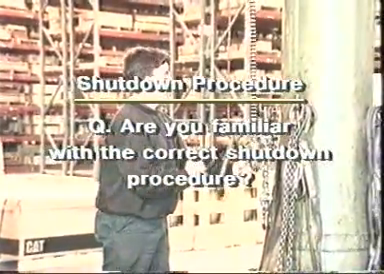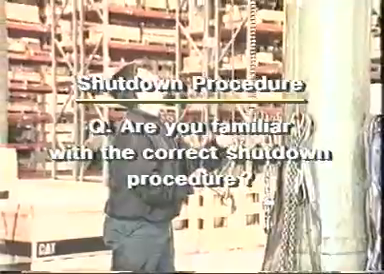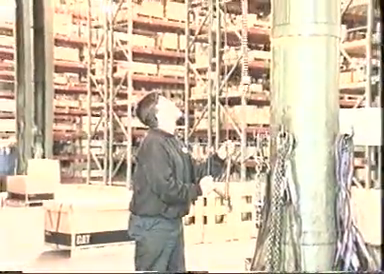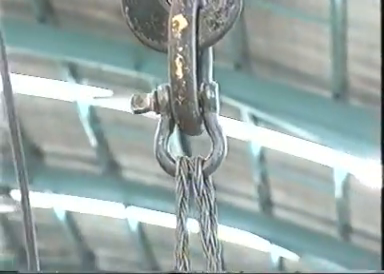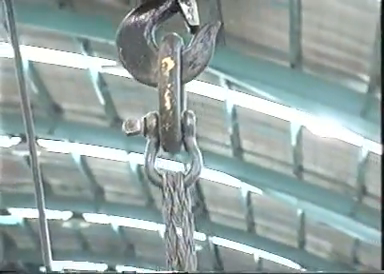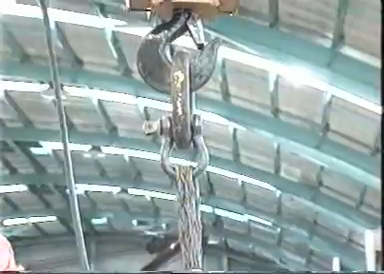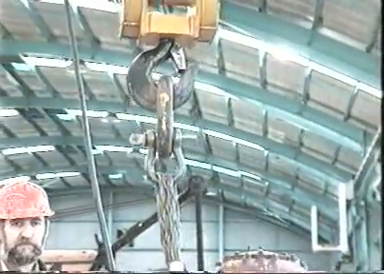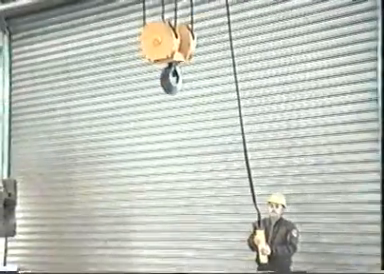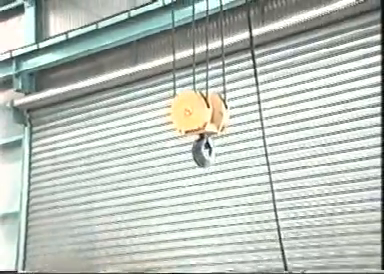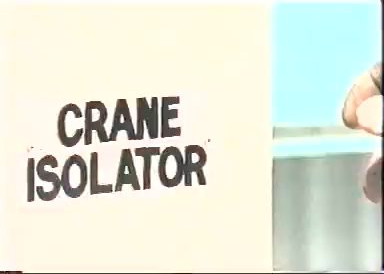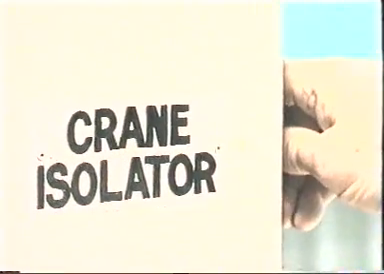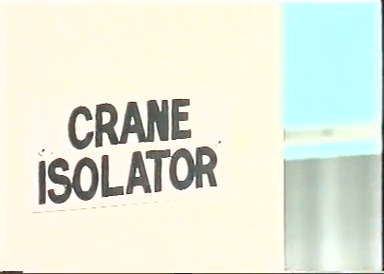Are you familiar with the correct shutdown procedure for your overhead crane? A crane must not be left unattended, even for short periods, unless the following steps are taken. Firstly, lower the load and remove it from the hook. The hook should then be raised to a safe level. Place controls in neutral. Where applicable, the crane isolator power supply should be switched off.